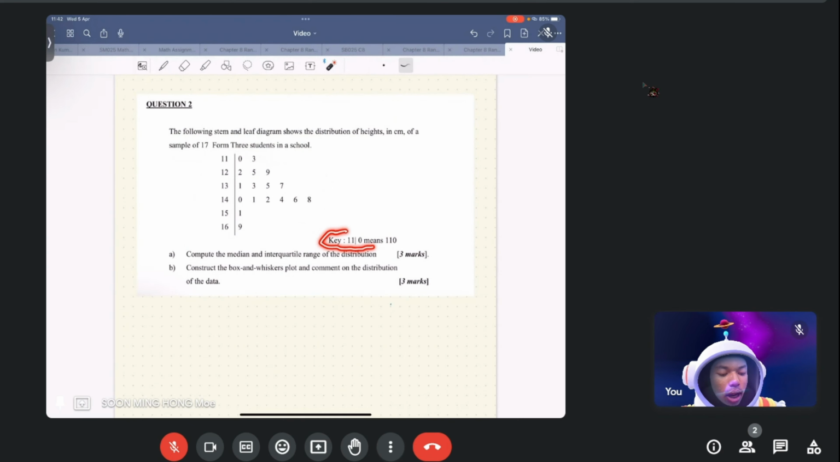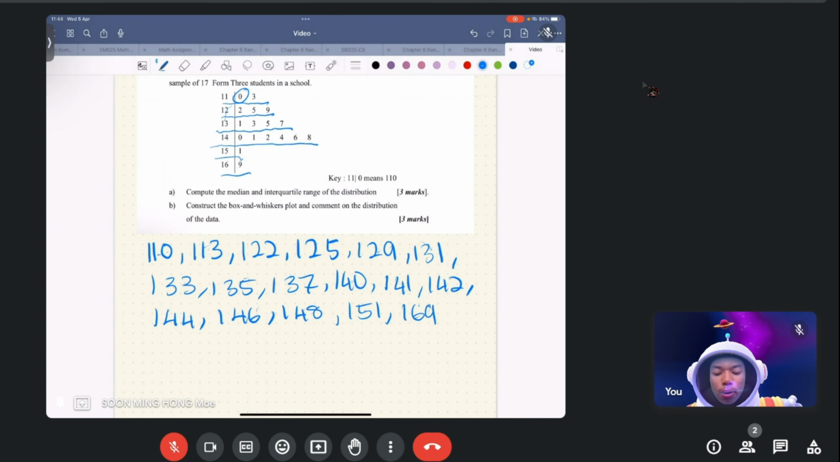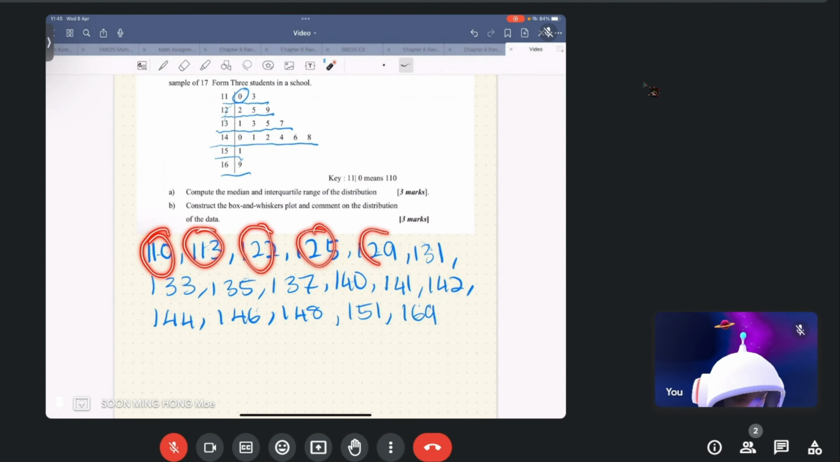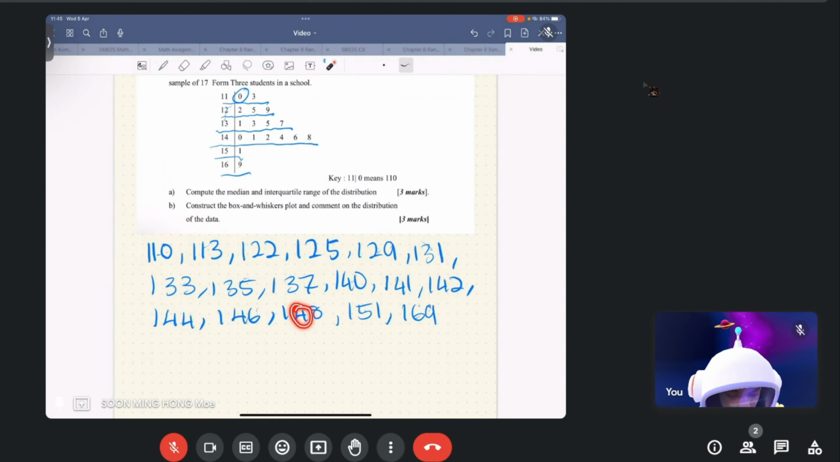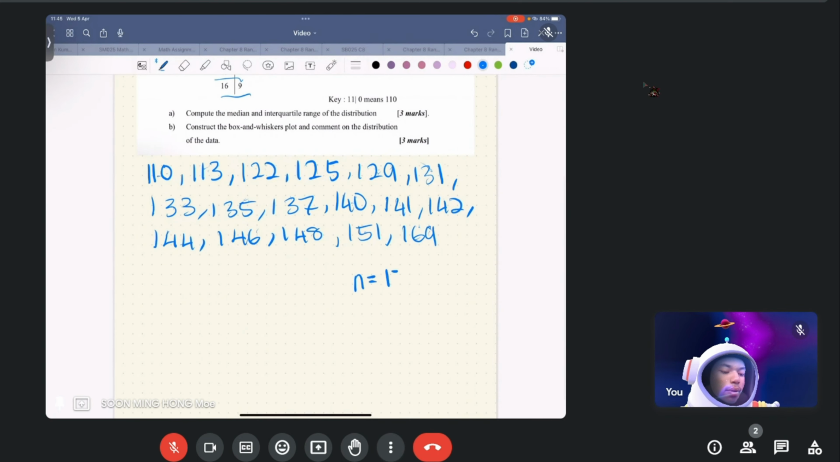So this is the keyword, how we arrange the data given. So first, how to rearrange? Just copy this. So now we count the number of data here. 1, 2, 3, 4, 5, 6, 7, 8, 9, 10, 11, 12, 13, 14, 15, 16, and 17. So the n is 17, which is an odd number.